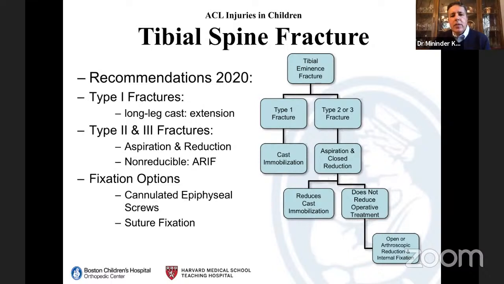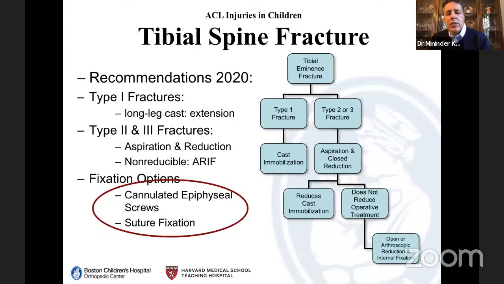I think if you have a type 1 fracture, we all tend to treat this closed, either cast or brace or knee immobilizer immobilization. Type 2 or 3 fractures, I think it's very reasonable to do a closed reduction plus or minus aspiration of the knee if there's a large hemarthrosis. I think some of these may reduce in extension or slight flexion and then can be treated closed. I think many of these do not reduce, particularly the type 3 fractures, and then this proceeds to surgical treatment, open or arthroscopic reduction with internal fixation.